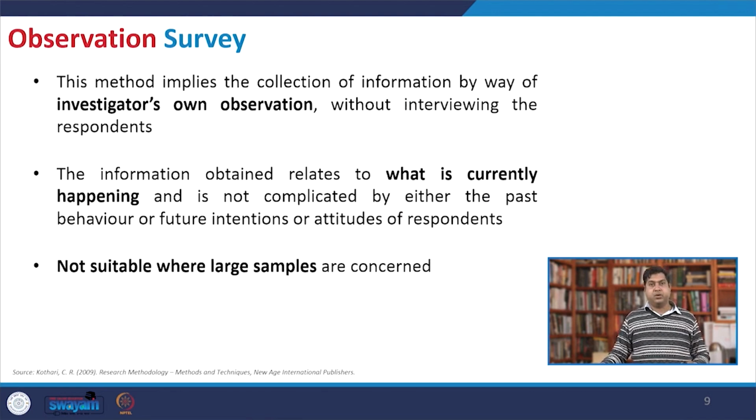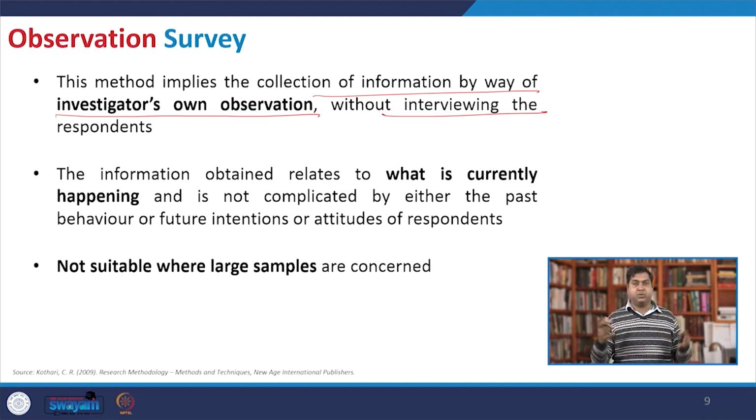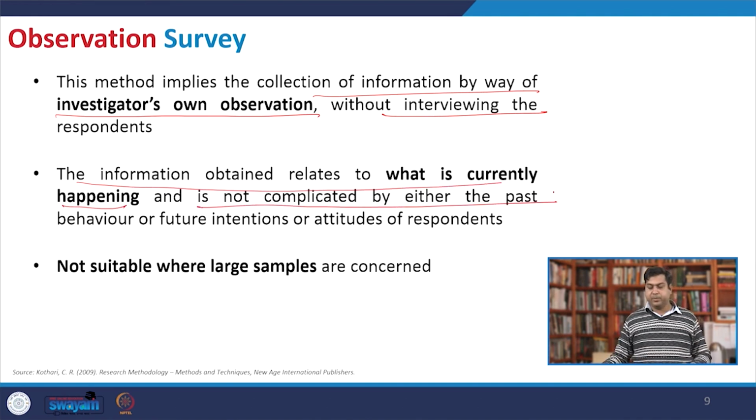Now, the other type is on the way we administer: the observation survey. This method implies the collection of information by way of the investigator's own observation without interviewing. So, there is nobody participating, and nobody I am asking questions to. It is the investigator or researcher's own observation. The information obtained relates to what is currently happening, and it is not complicated by either past behavior or future intention or attitude. As it is observation, it is something which is currently happening. So, I cannot observe something which has happened, or what is going to happen tomorrow.